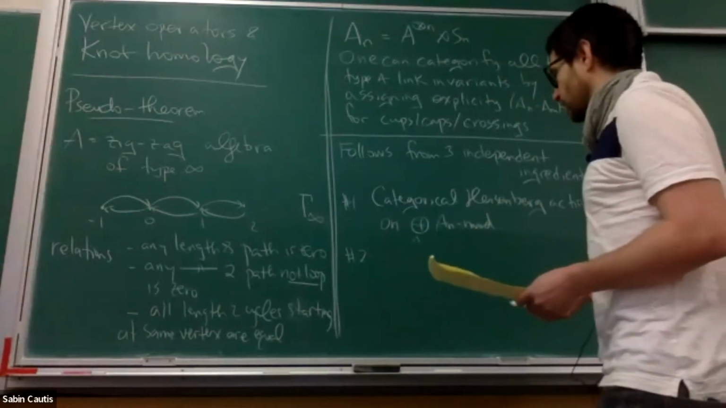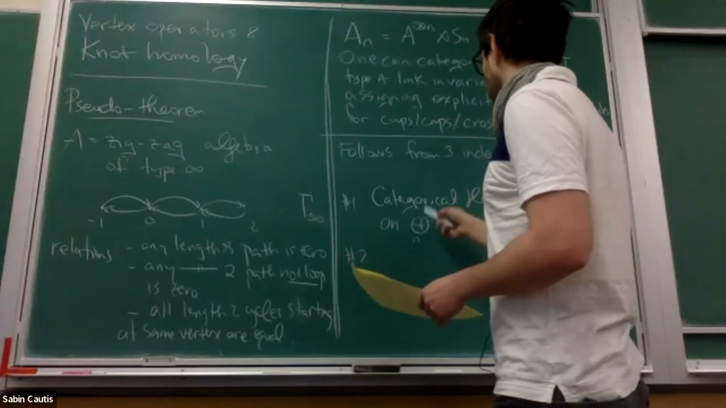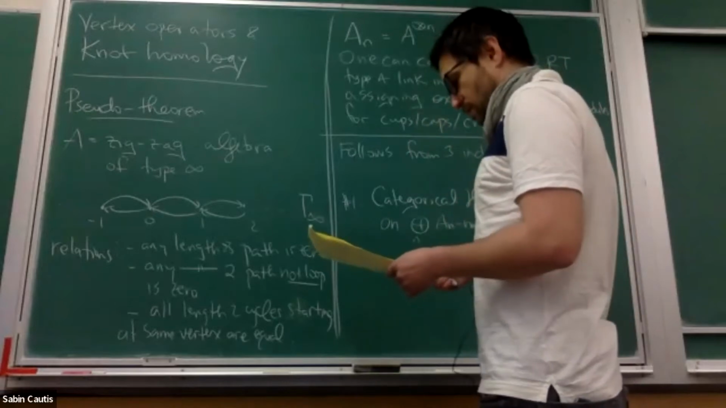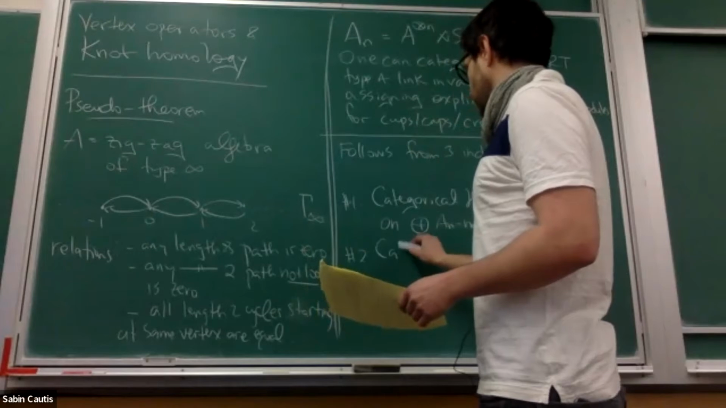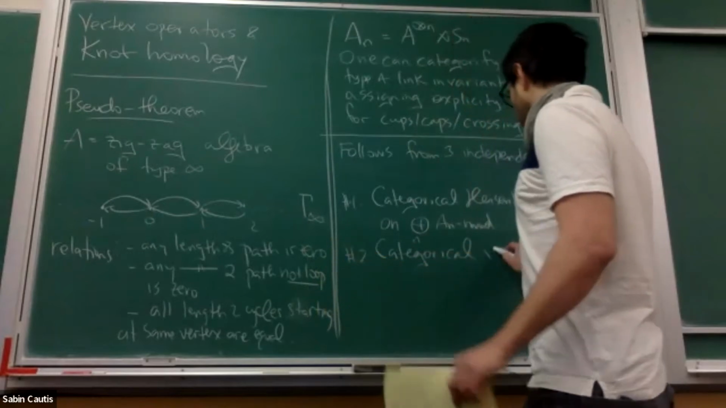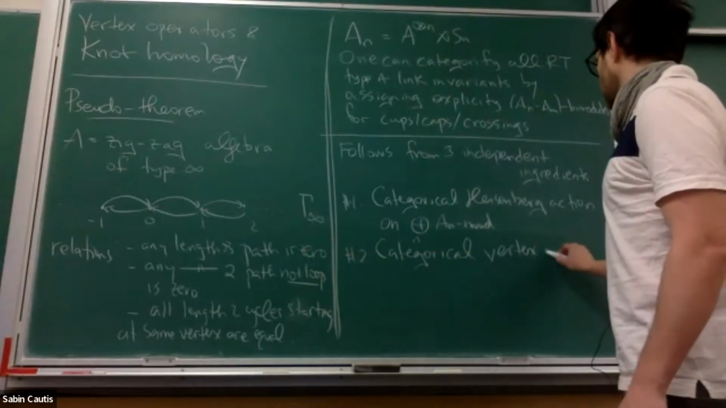So the first thing is this: a categorical action on the category of modules over these guys. The second one is, in some sense my main point, a categorical vertex operator construction.